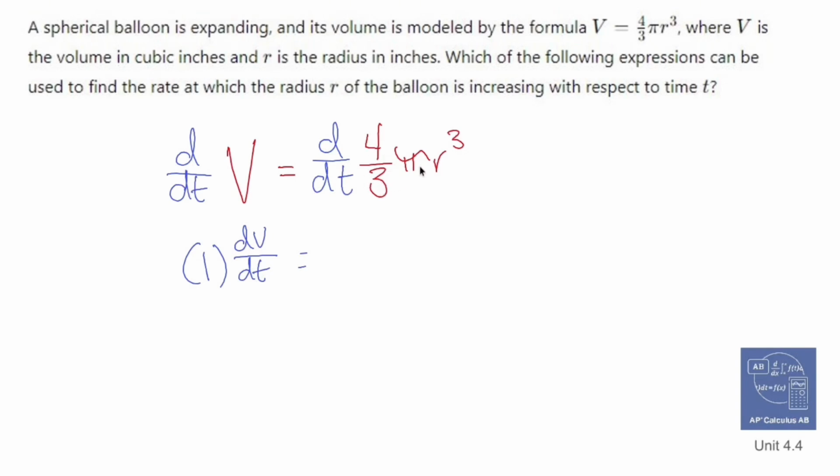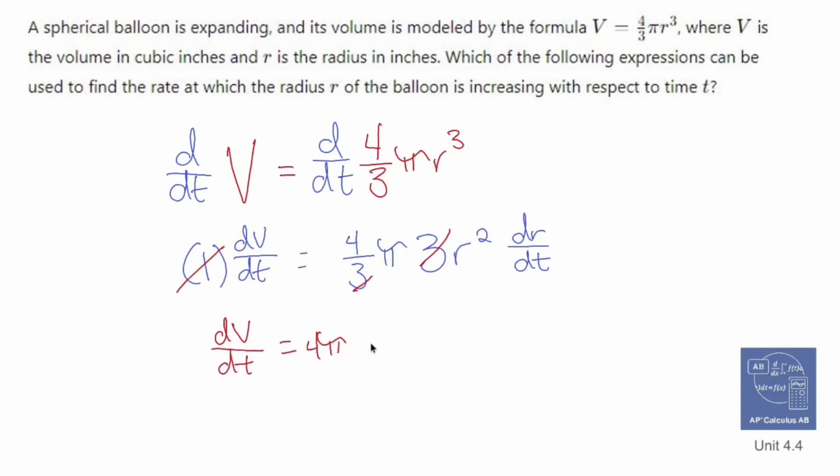Now this is a coefficient, this is a coefficient, so we're going to focus on r cubed. So 4/3 comes along for the ride, pi comes along for the ride. The derivative of r cubed is going to be 3r squared. But since we're taking the derivative with respect to t, we are going to have dr/dt attached. So the nice thing about this is the 3's are going to cancel out. The 1 doesn't really need to be there. And you have dV/dt equals 4 pi r squared dr/dt.